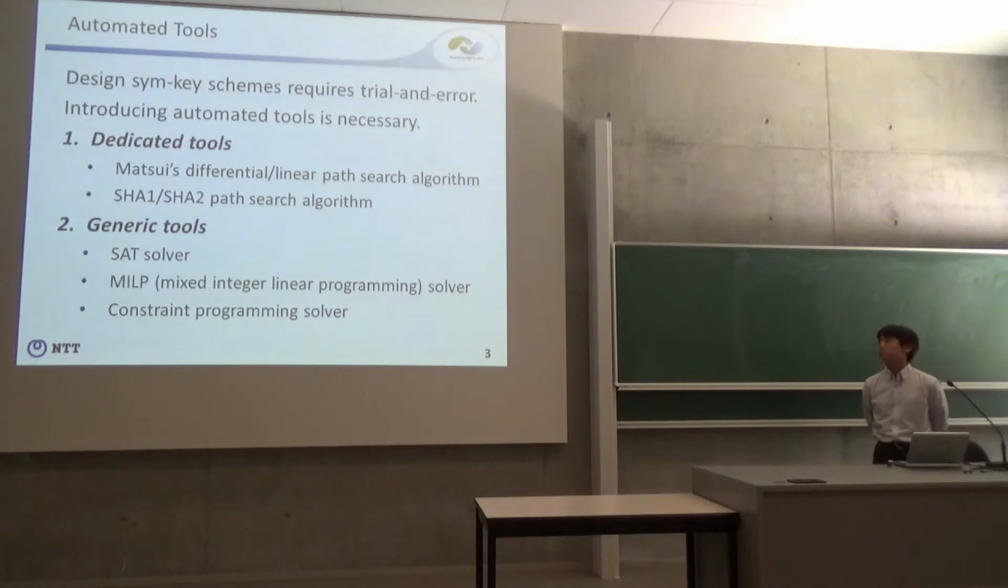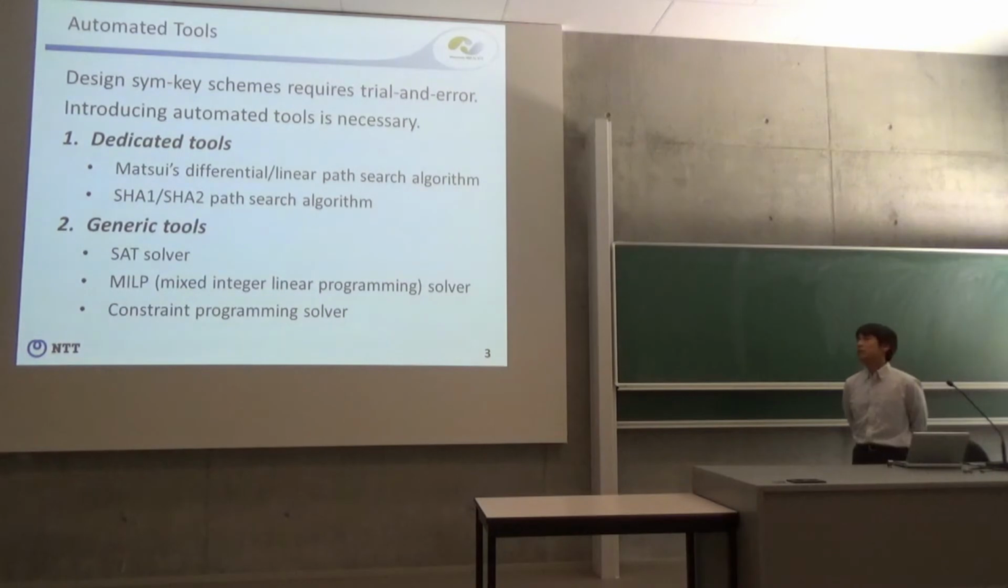Okay, so to design symmetric key schemes, we have to check a lot of things. We may just modify some small part, and then it will impact the security a lot. So we have to try a lot of certain parameters, and need to evaluate the security. So introducing automated tools is necessary. Otherwise, the work would be very hard.